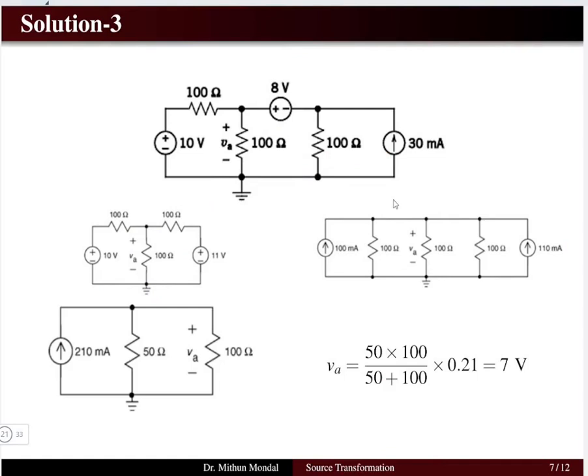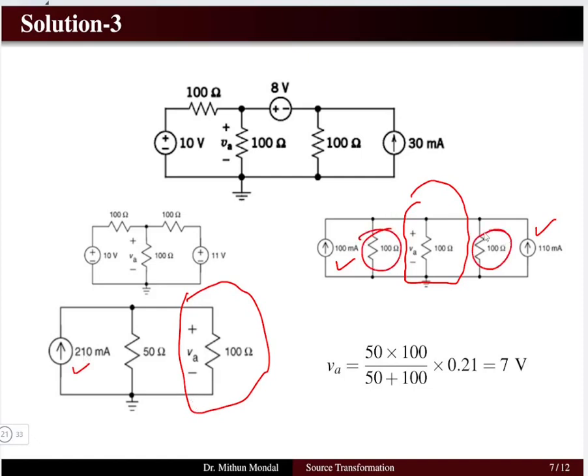Now we have reduced the network into a much simpler form, where we have to obtain the potential VA across the 100 ohm resistor, which we are not going to disturb and will keep as it is. The other part of the network, 100 milliampere and 110 milliampere, will add up to become 210 milliampere, and the 100 ohm and 100 ohm resistors are in parallel, so we get an equivalent resistance of 50 ohms. Now our circuit is reduced into a smaller format.